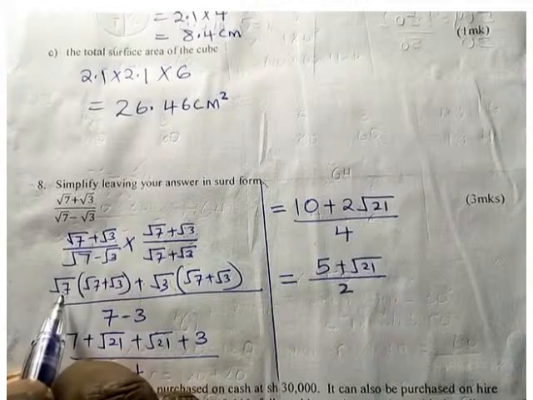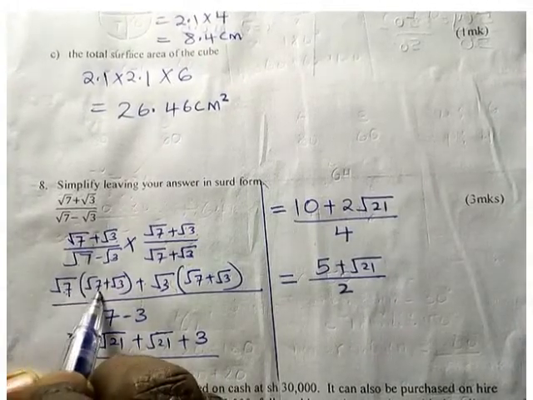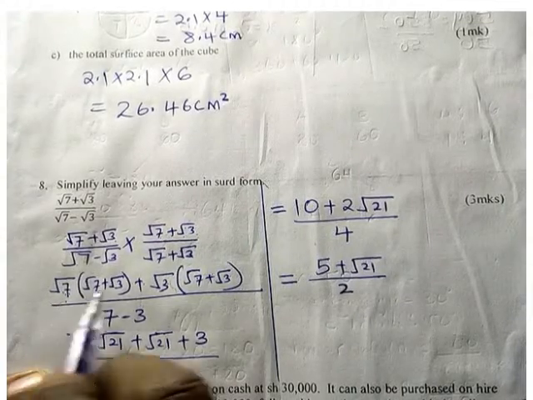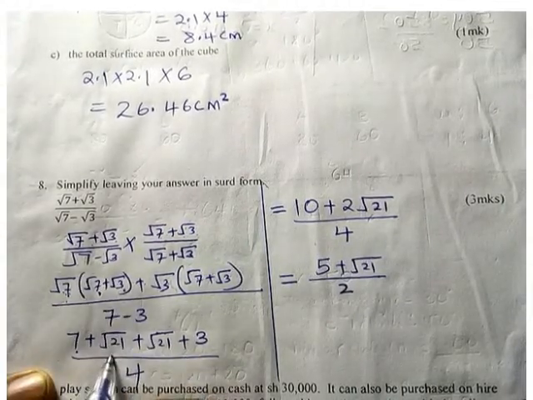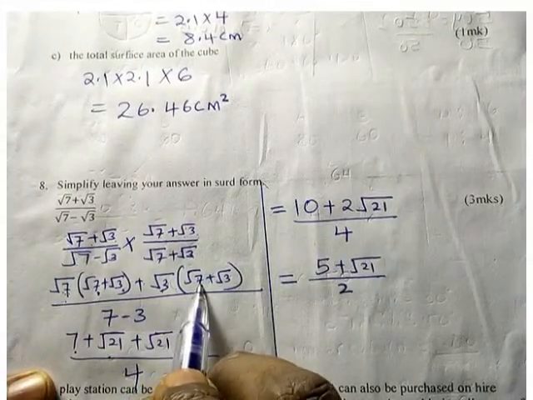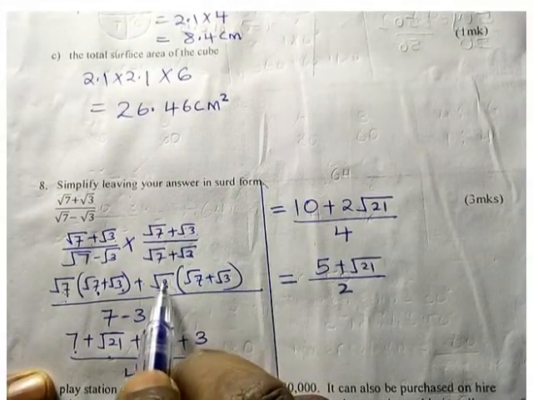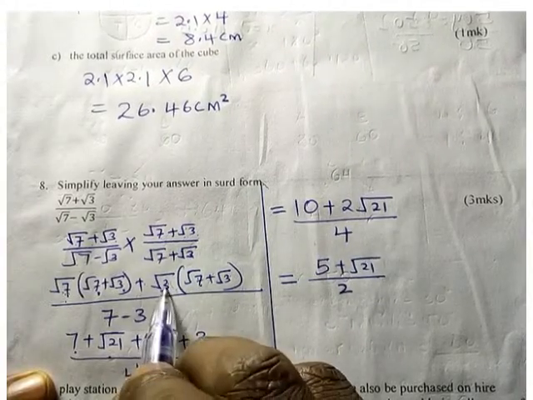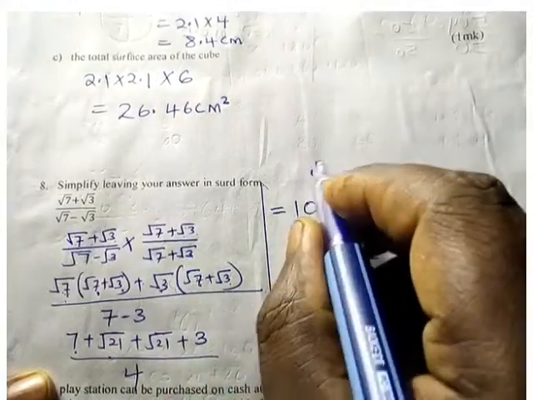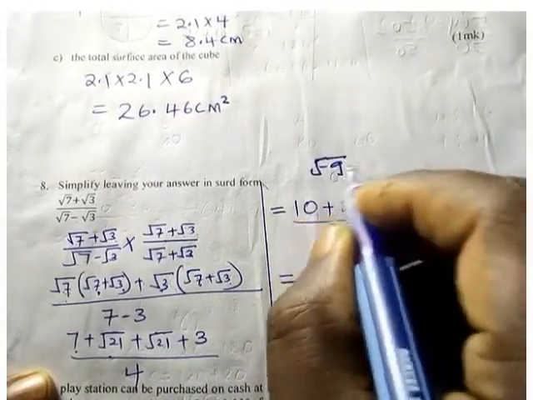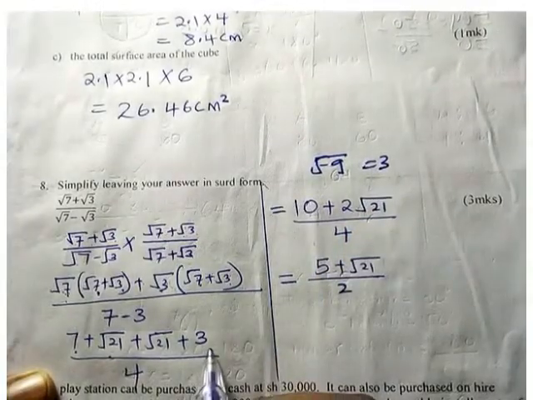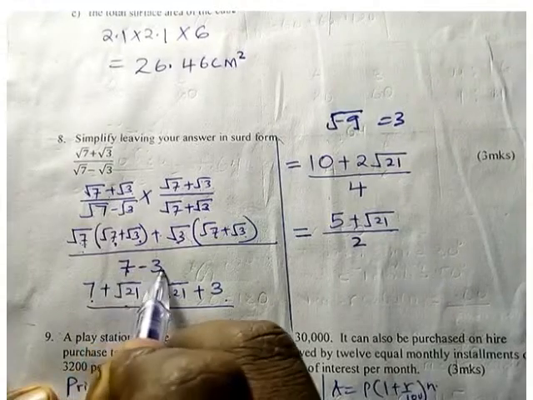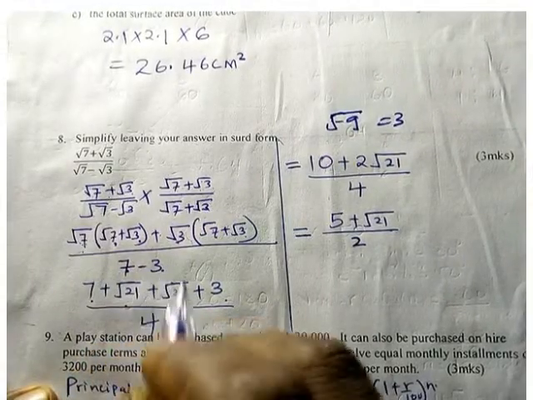So root 7 times root 7, the answer is 7 because it is root 49, whose root is 7. This times this is root 21. Okay? This times this is root 21 because you take root once and then 3 times 7 which is 21. Root 3 times root 3 is root 9. But root 9 is 3. So that is why we have written 3 here. And then below it becomes 7 minus 3 which is equal to 4.